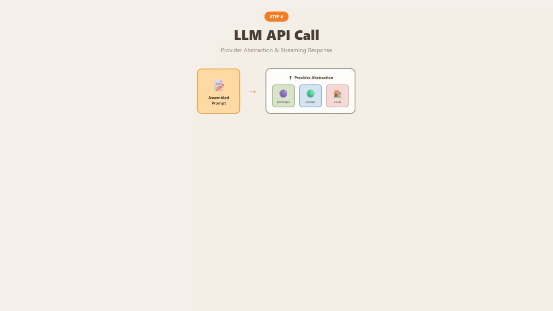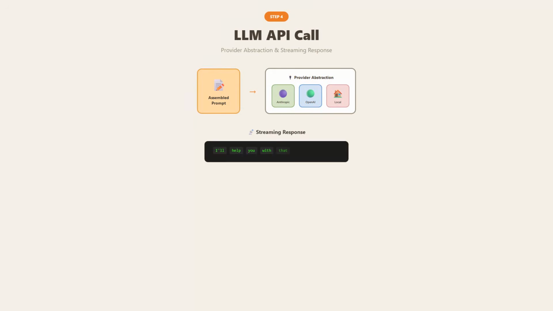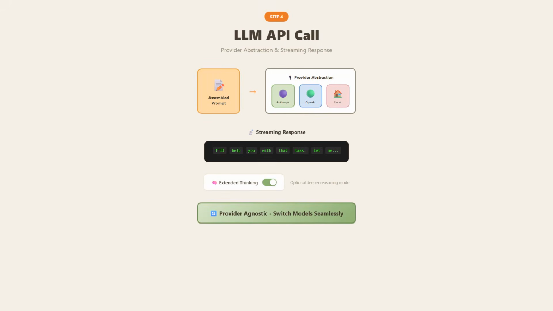Step 4. The actual LLM API call. Once the system prompt is assembled, it travels to the LLM through a provider abstraction layer. This is a smart architectural choice. Whether you're calling Anthropic, OpenAI, or a local model, the interface is the same. The response streams back token by token. Instead of waiting for the complete response, Claudbot processes the output as it arrives. This makes interactions feel faster and more responsive.